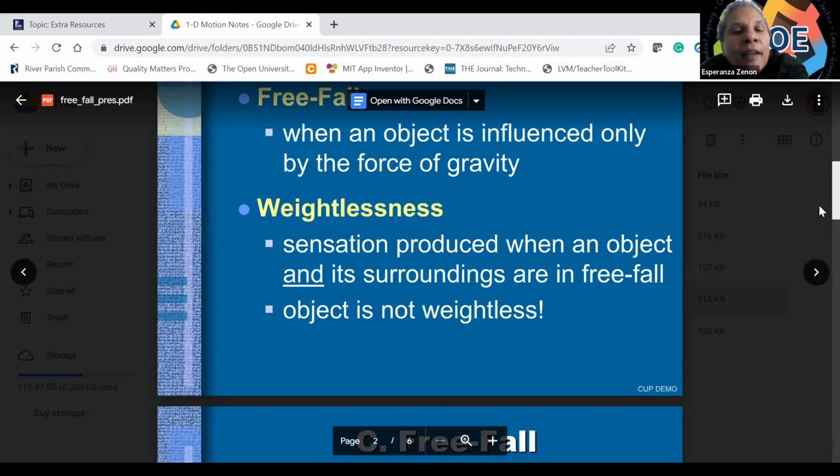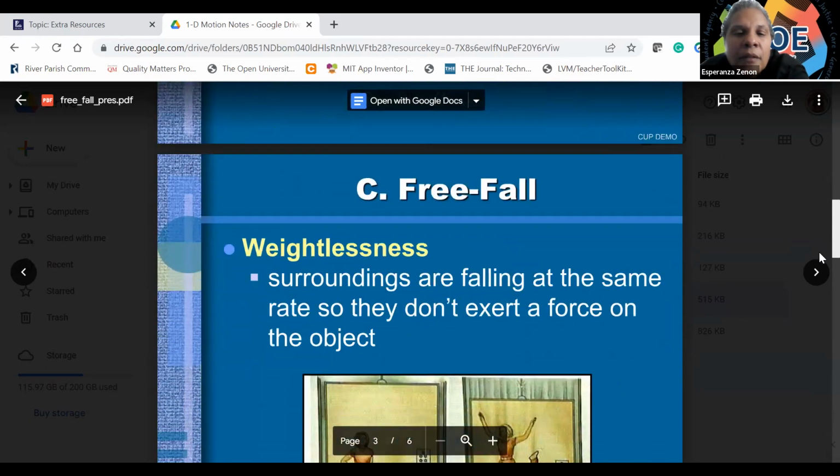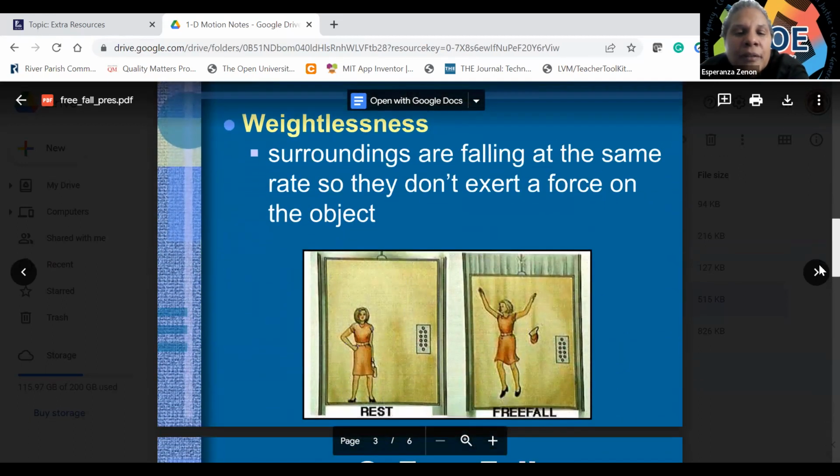They are free falling and the rocket is free falling, right? So they give an example here, you see. You're riding in the elevator and somebody cuts the cable and the elevator starts to free fall. Well, the elevator is free falling. You are inside the elevator, so you are also free falling. So you will feel like you're weightless, but you aren't actually weightless.